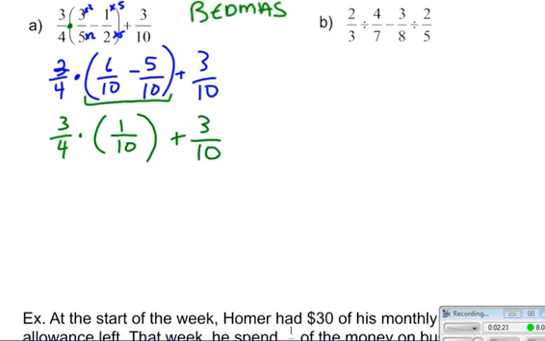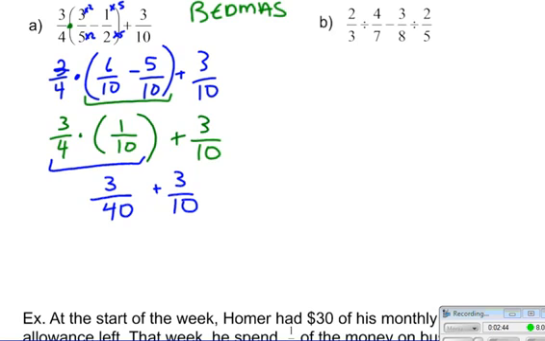So still keeping in mind order of operations, we have multiplying and we have addition. And so I know it's tempting to do the addition because the denominators are the same, but that's out of order. So we need to multiply next. And when we multiply fractions, we're thinking numerators times numerators, denominators times denominators. So we get 3/40 plus 3/10.